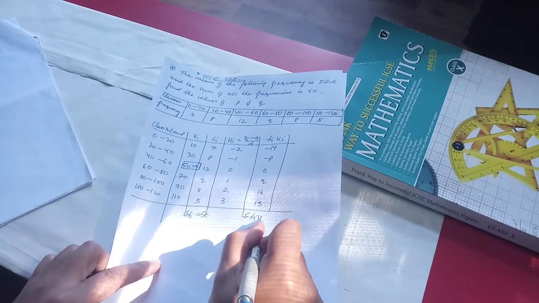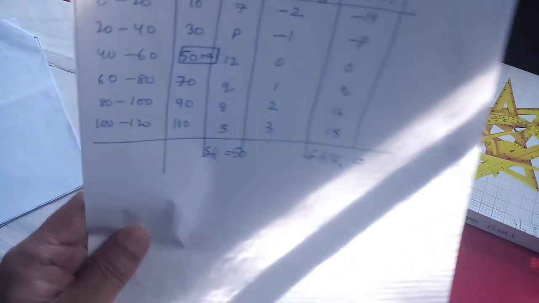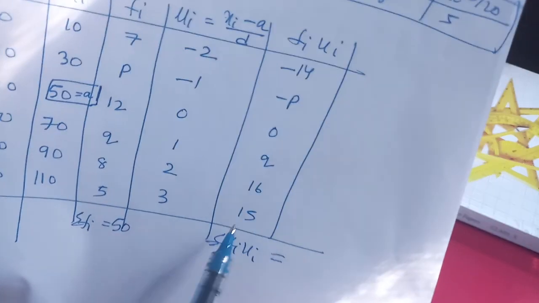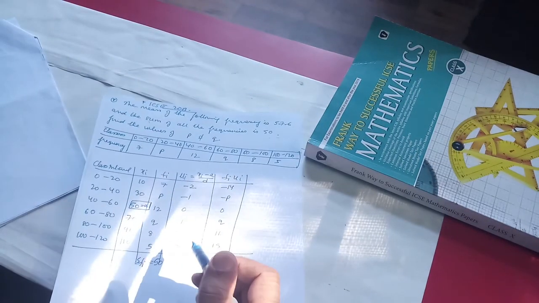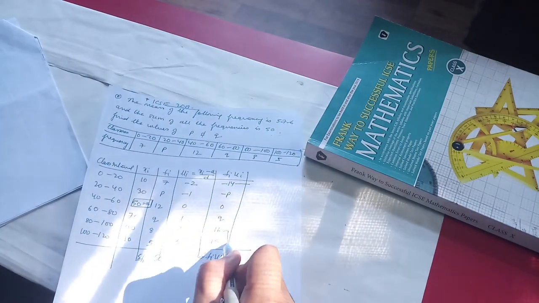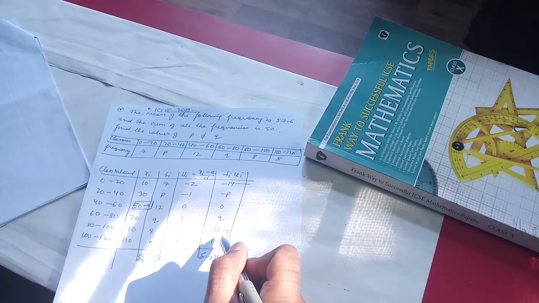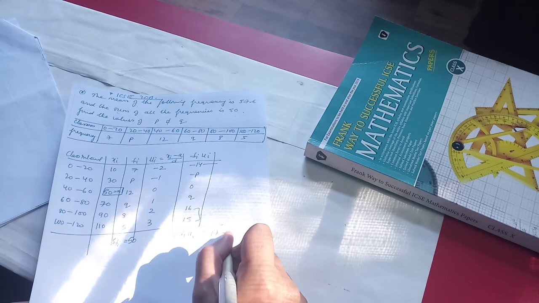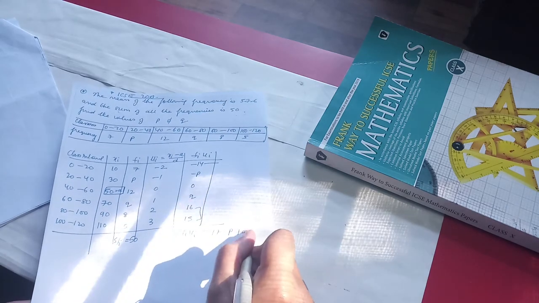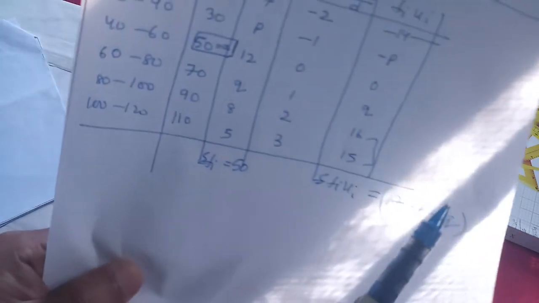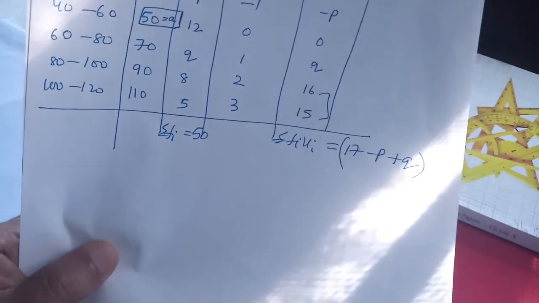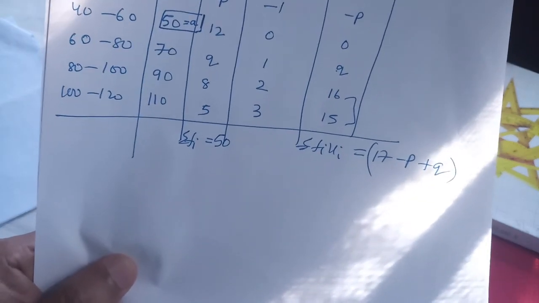Now summation fi ui. If you look at summation fi ui, then you have to follow the same pattern. Minus 14 is there, add this to it, it is 31. 31 minus 14 is 17. Then you have got minus p here, then you have got plus q. So there is p and q. Two unknowns, you cannot solve in one equation. So you have to make two equations. How can you make two equations?